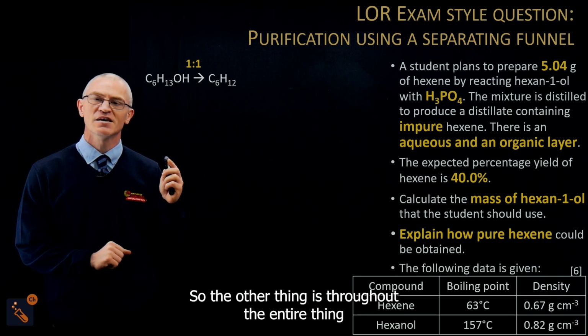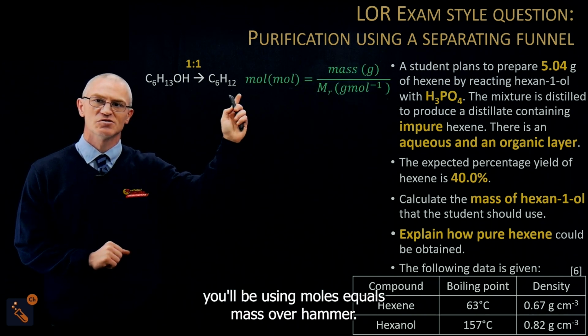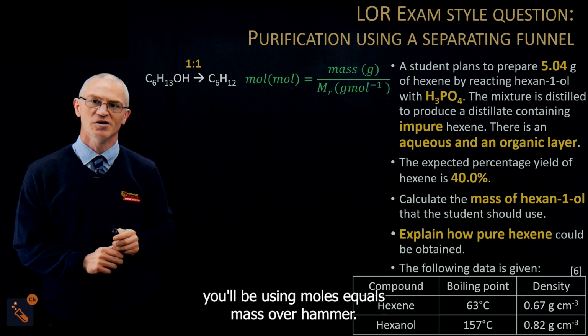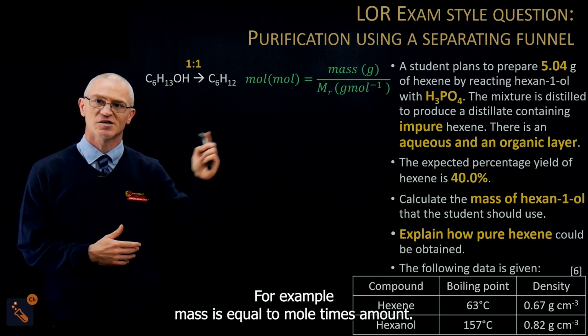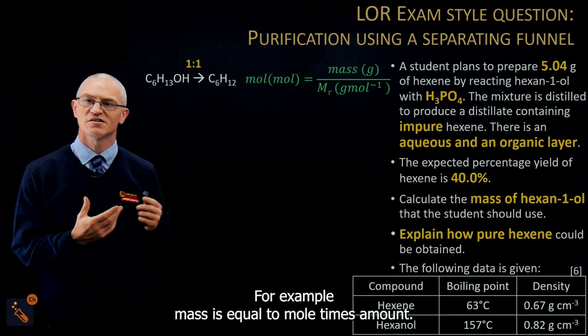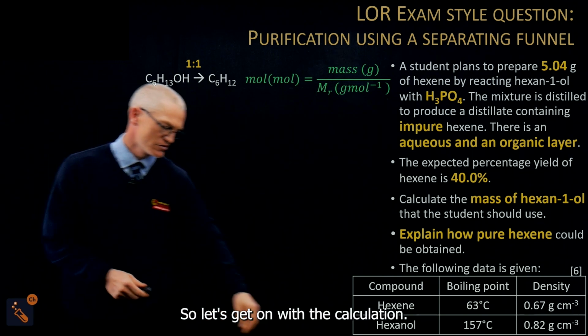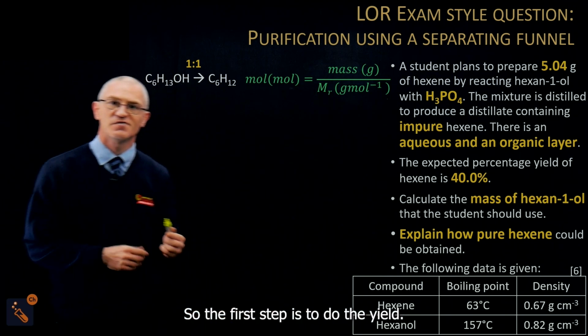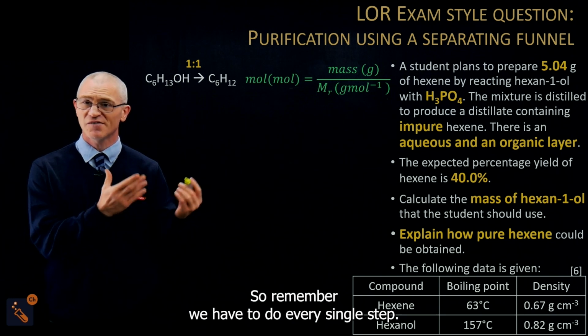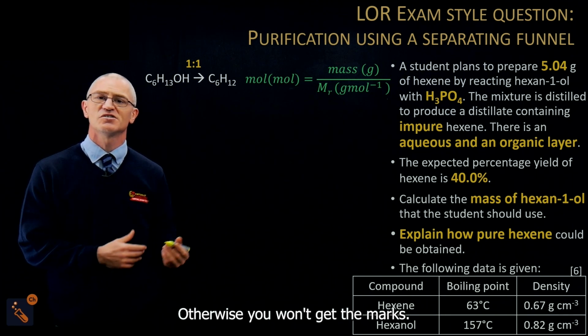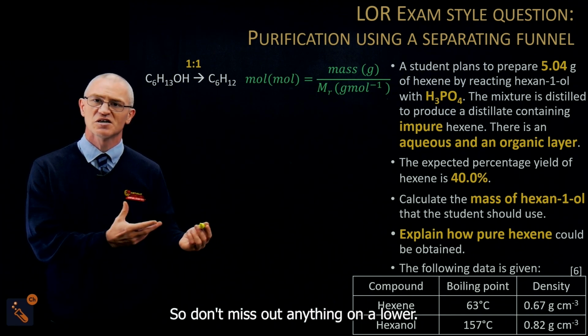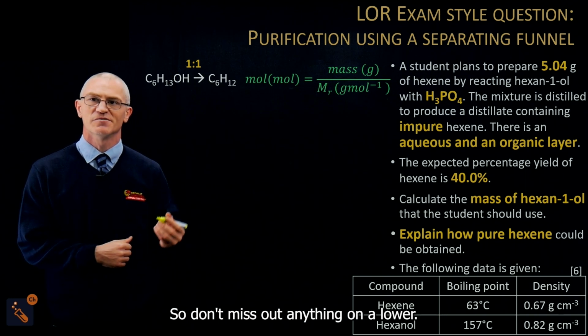So the other thing is, throughout the entire thing, you'll be using moles equals mass over Mr. And you'll be rearranging that. For example, mass is equal to moles times Mr. So let's get on with the calculation. So the first step is to do the yield. So remember, you have to do every single step, otherwise you won't get the marks. So don't miss out anything on an LOR.